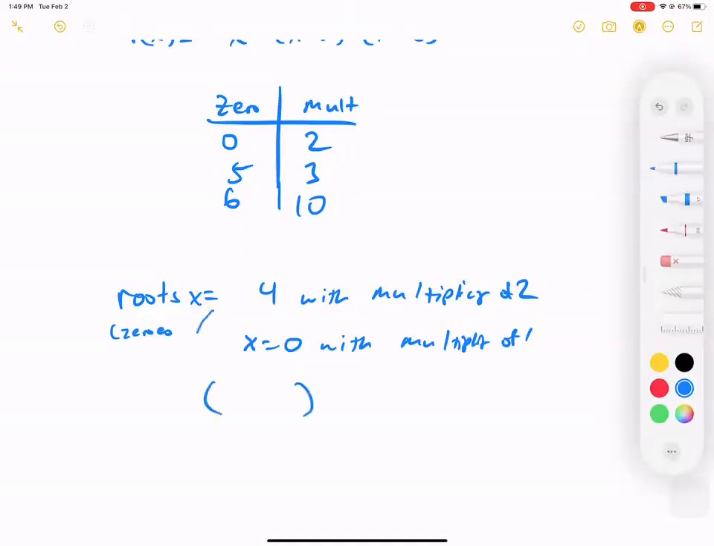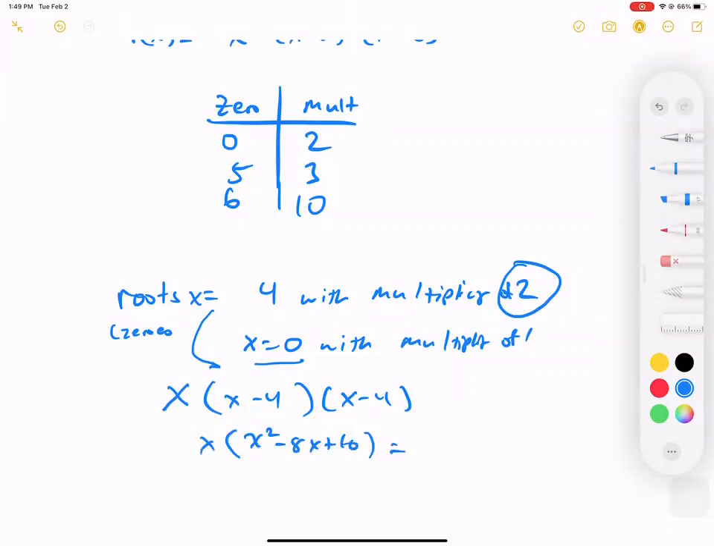The factors for the first one would be x minus 4, x minus 4. I wrote it twice because the multiplicity told me you're going to write it 2 times. How about x is 0? That's a freebie. Whenever you have x is 0, that's always a freebie, with a multiplicity of 1. I want you guys to multiply these out together. This will become x squared minus 8x plus 16. Multiply by x. You guys can multiply that out the long way if you want. x cubed minus 8x squared plus 16x.